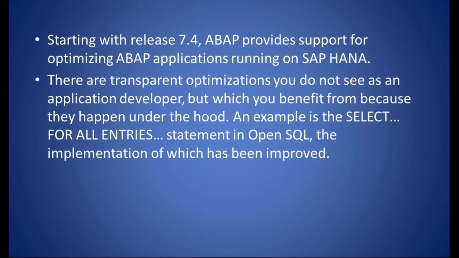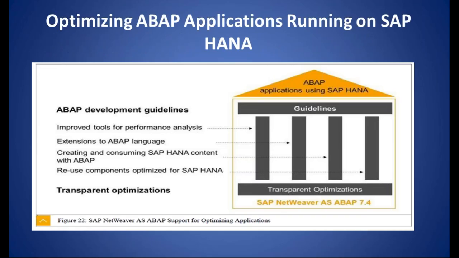Starting with release 7.4, ABAP provides support for optimizing ABAP applications running on SAP HANA. There are transparent optimizations you do not see as an application developer. These are the main pillars of ABAP and HANA, and we'll discuss this more clearly. Improved tools for performance analysis: how do we improve the performance of a report and so on?